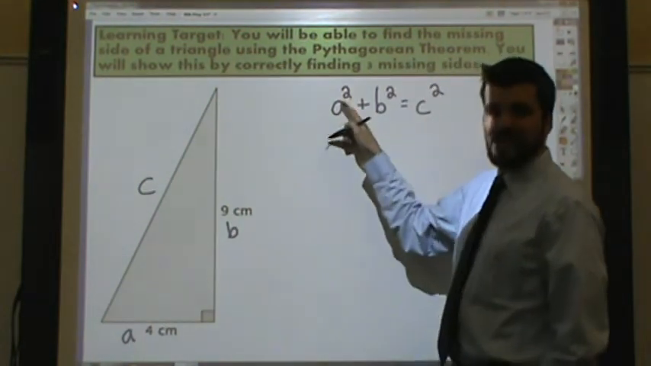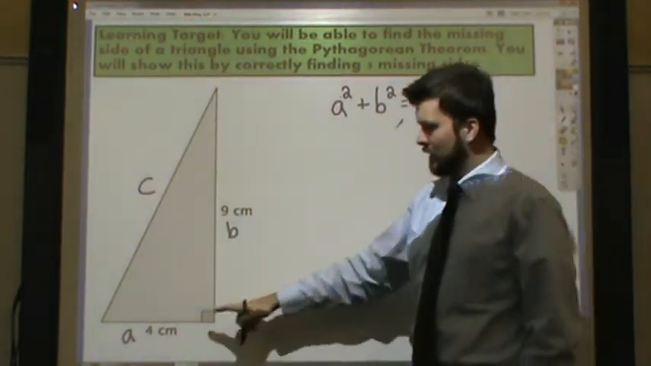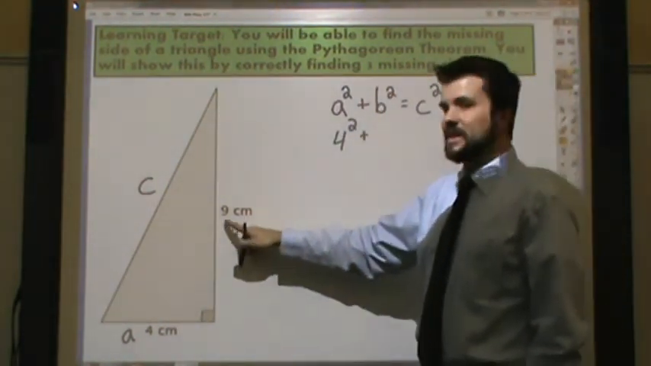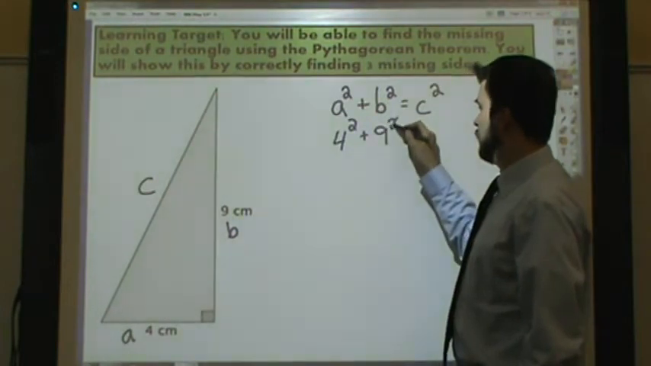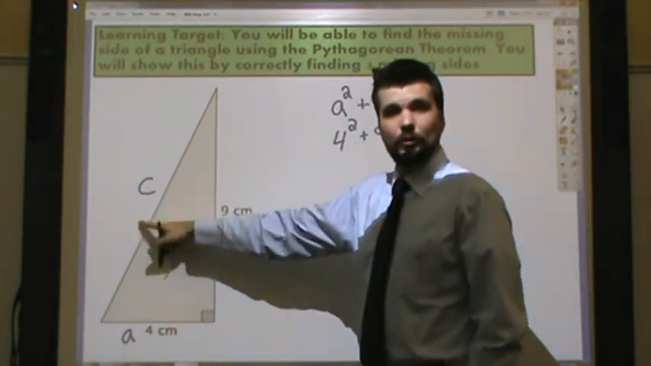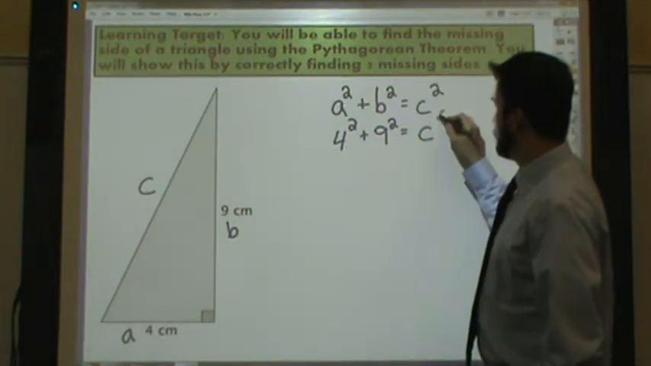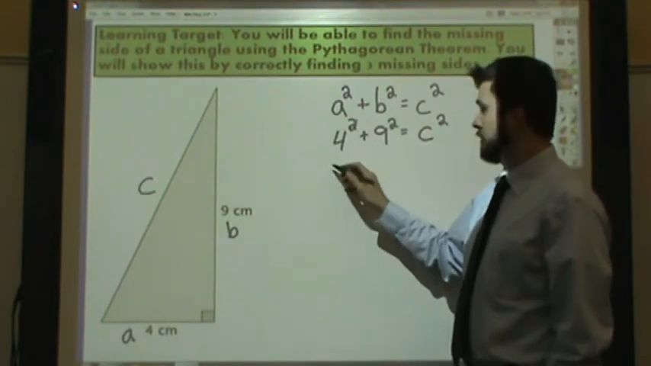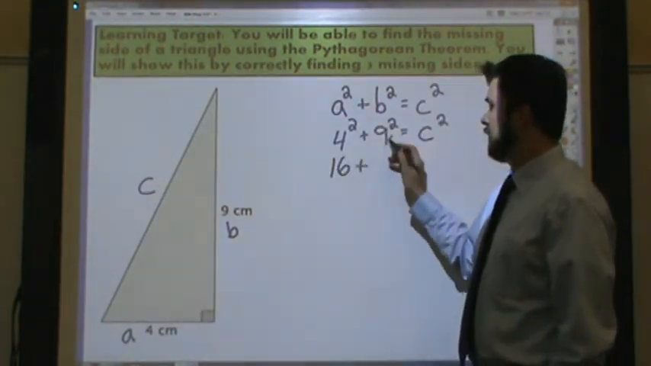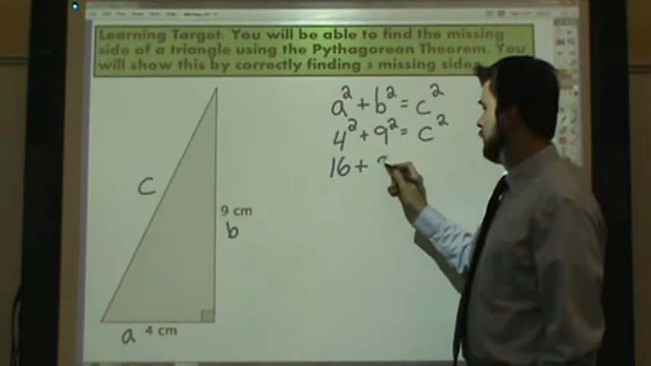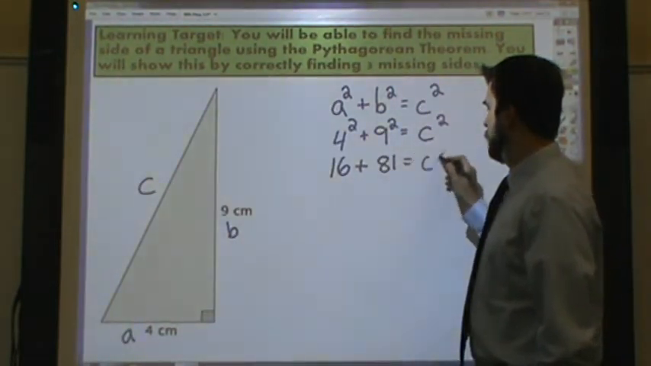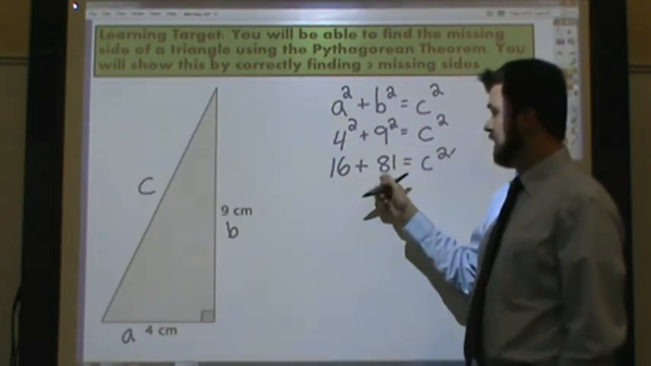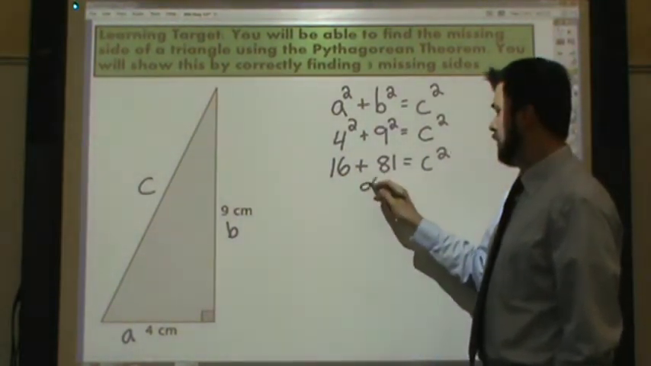Okay, so plugging into our a squared plus b squared equals c squared. A is 4. B is 9. And c, I don't know, so that's what I'm finding. So I can leave the letter c. 4 squared means 4 times 4. 4 times 4 is 16. 9 times 9 is 81. These two are on the same side with our plus sign, so we can just go right ahead and add those together.